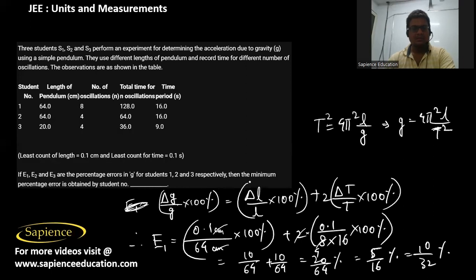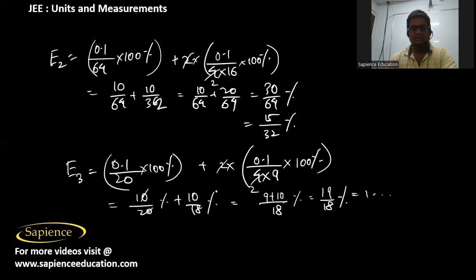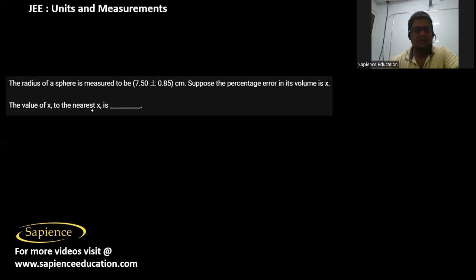And here it is told that the minimum percentage error is obtained by the student. So the minimum percentage error is obtained by the student 1, since it is 10 by 32%. So the answer will be the first student has obtained minimum percentage error. Then here it is told the radius of a sphere is measured to be 7.50 plus or minus 0.85 centimeter.